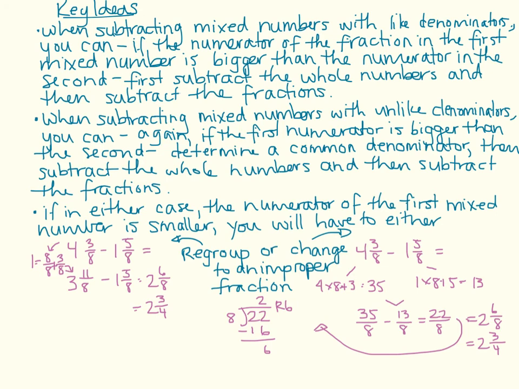35 over 8 minus 13 over 8 equals 22 over 8, which, if we do our division, we turn it into a mixed number. We see that 8 goes into 22 2 times with a remainder of 6. The 2 becomes our whole number, 2. And the remainder, the 6, is our numerator over 8, so 2 6/8, which we always put our numbers in lowest terms, which is 2 3/4.